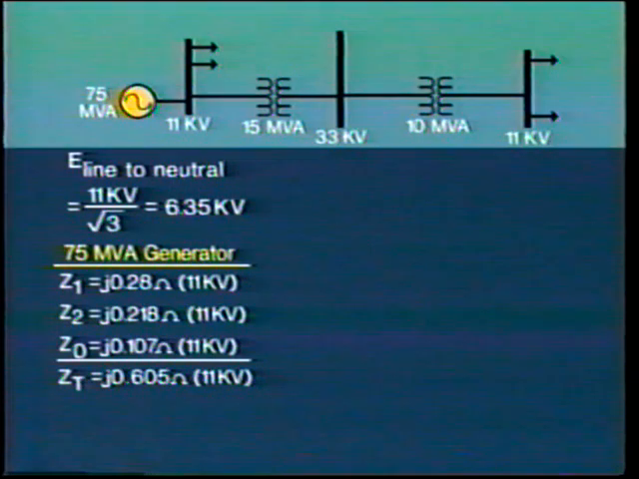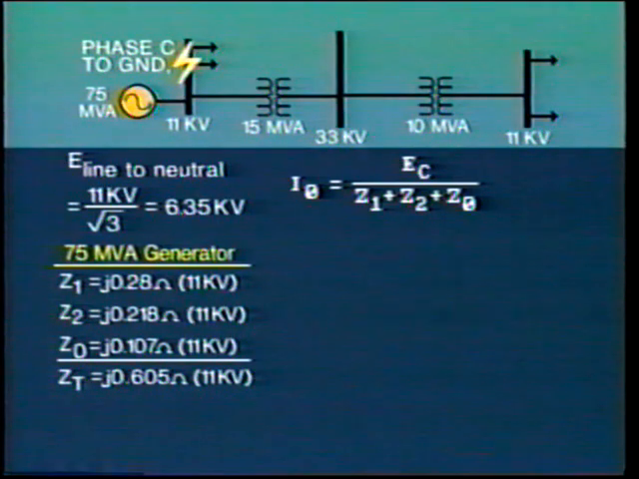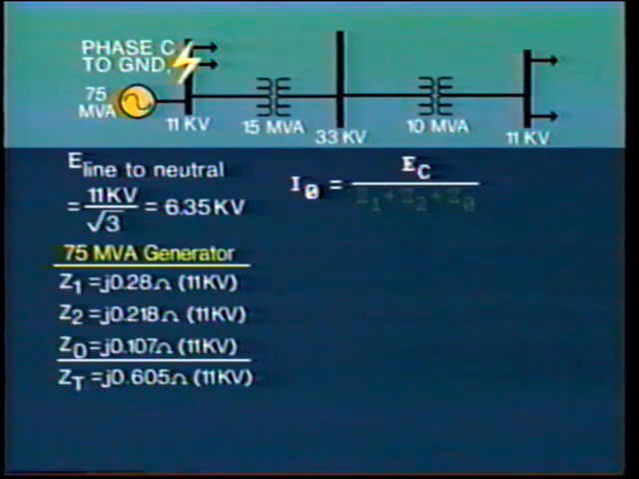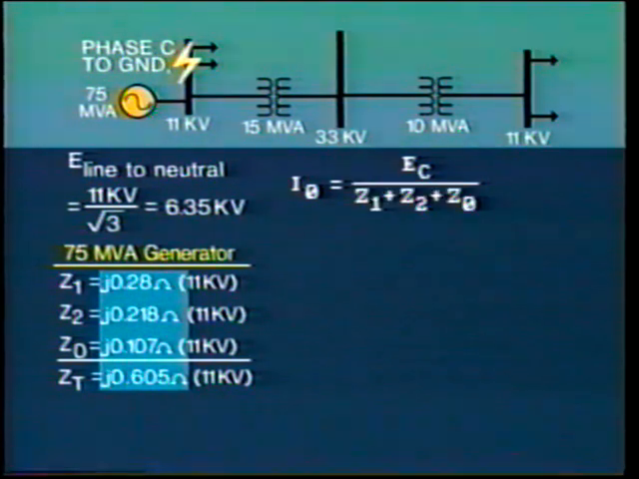Now let's look at the example of a ground fault occurring on phase C at the generator bus. The value of zero sequence current I0 will be equal to EC, that is 11 kV over 1.732, divided by the impedance Z1 plus Z2 plus Z0. From the ohmic values indicated on our drawing for 11 kV, this total impedance comes to J0.28 ohms plus J0.218 ohms plus J0.107 ohms. That equals J0.605 ohms.